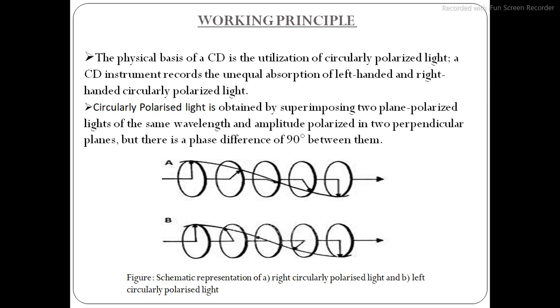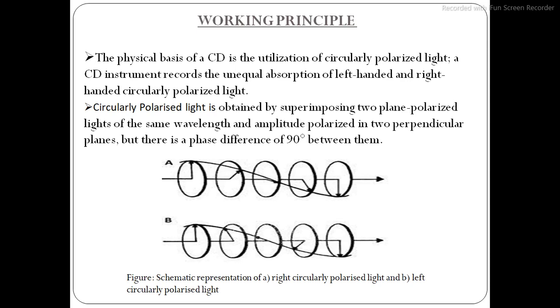Moving to the working principle, the physical basis of circular dichroism is the utilization of circularly polarized light, and a circular dichroism instrument records the unequal absorption of left-handed and right-handed circularly polarized light. Circularly polarized light is obtained by superimposing two plane polarized lights of the same wavelength and amplitude polarized in two perpendicular planes, but with a phase difference of 90 degrees between them.